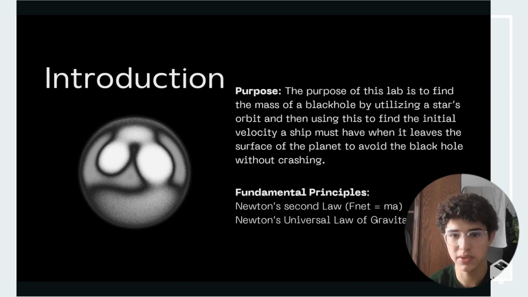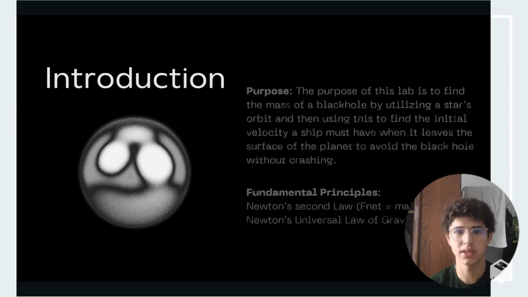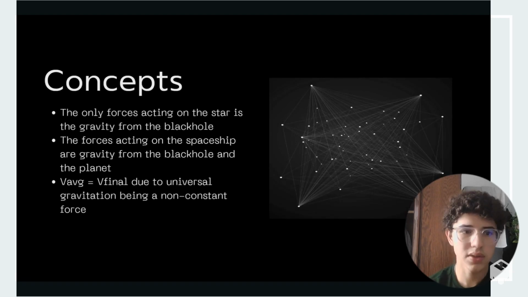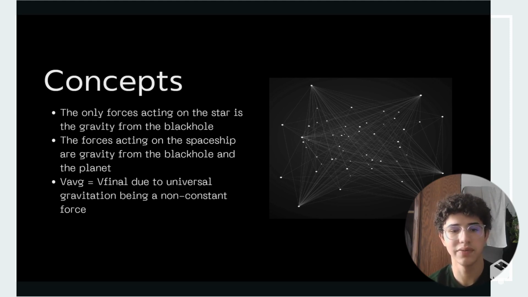So the fundamental principles that we're using are Newton's second law, F net equals mass times acceleration, and Newton's universal law of gravitation. Some concepts: the only force acting on the star is the gravity from the black hole, and the forces acting on the spaceship are gravity from the black hole and the planet. And V average does not equal V final because we're working with a non-constant force, being universal gravitation.